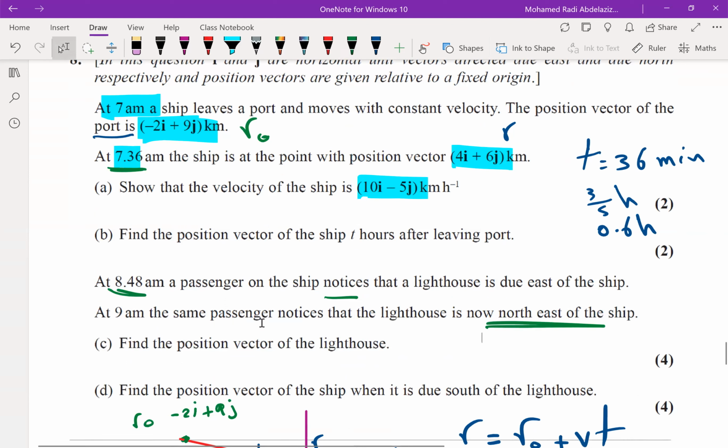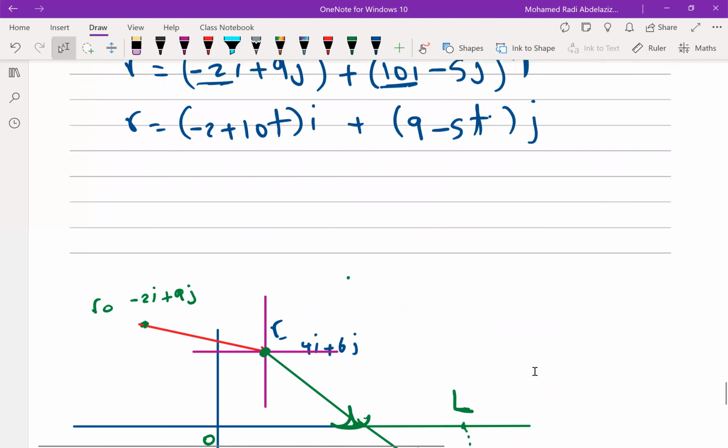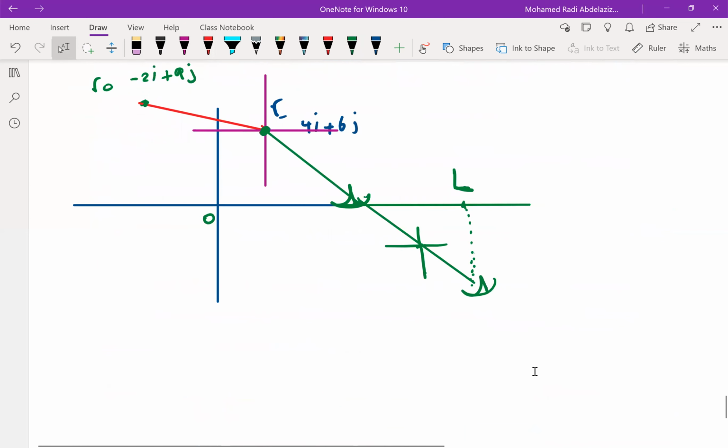At 9 a.m., the same passenger noted that the lighthouse is now northeast. Sorry, I will show that it will be here. Northeast means it will be exactly in this direction.